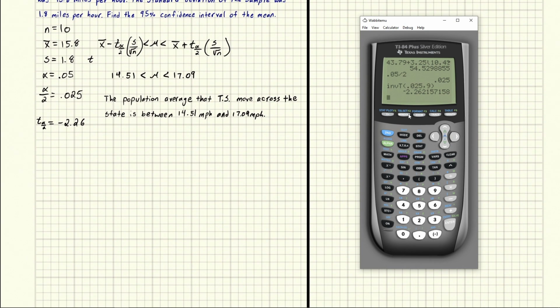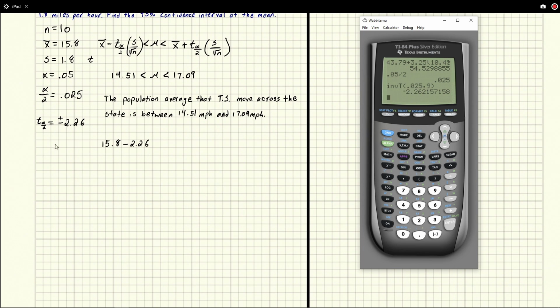Let's go ahead and dive into the plugging in now. So our x bar, well, that's just 15.8 minus t of alpha over 2. That's 2.26. And I should mention here that the 2.26 is plus and minus because the distribution is symmetric. So we only check the lower half, but we could actually get the positive half by doing 1 minus this and plugging that in for inverse t. But that's a lot of extra work for a distribution that we know is already symmetric. So we just take plus minus of it.